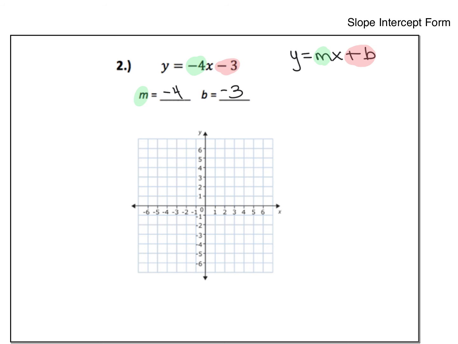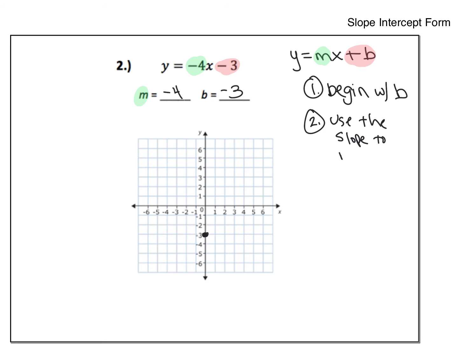Okay, so remember step 1, begin with b. Okay, that just means I graph the b on the y-axis. So -3 just means I go down 3 on the y-axis and make a point. Use the slope to make a point.